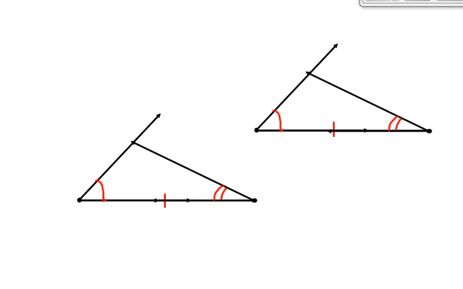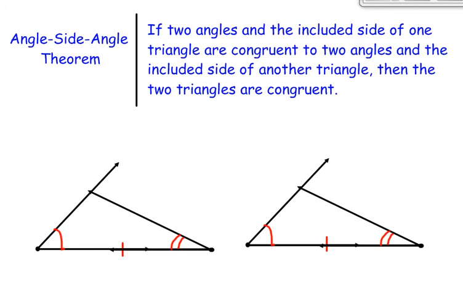So what does that tell me? Well, it tells me if I've got a side with two adjacent angles here, or if you prefer, two angles with the included side all congruent, then I have two congruent triangles. So if two angles and the included side of one triangle are congruent to two angles and the included side of another triangle, then the two triangles are congruent. Okay? Kind of pretty much running along the same lines as we did with the last two postulates there. Okay, you can stop the video and write this down.